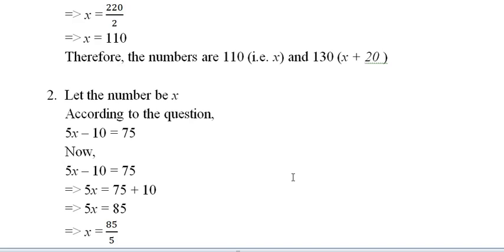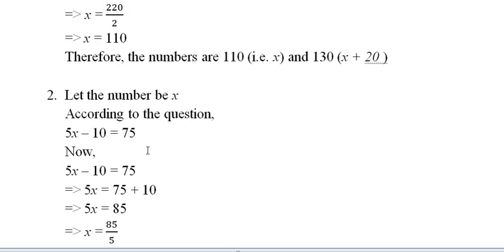Now question number 2. The number 10 subtracted from 5 times a number results in 75. Find out the number. So now let the number be x, in simple language. According to the question, 5 times this x minus 10 will equal 75. Read the question: the number 10 subtracted from 5 times a number. We don't know that number, by the way, in the first place.